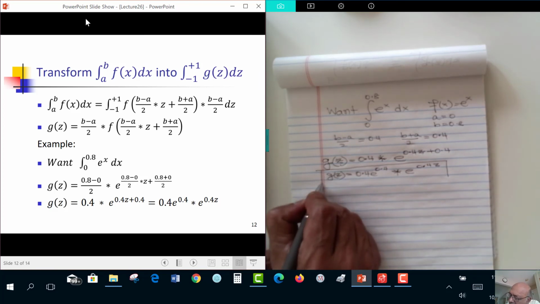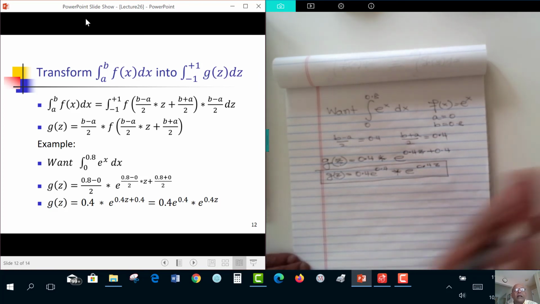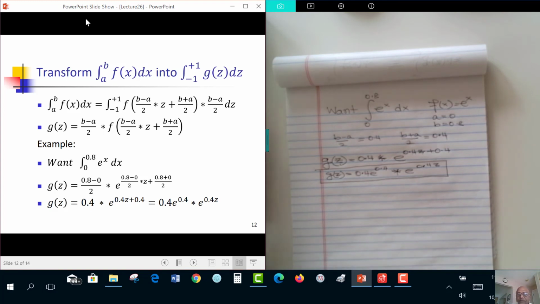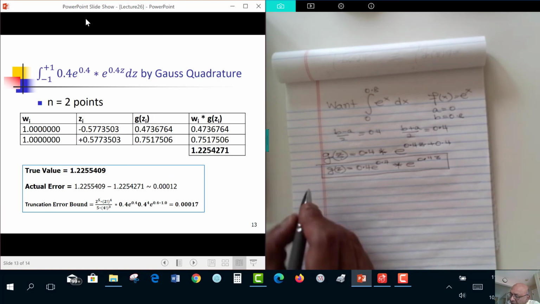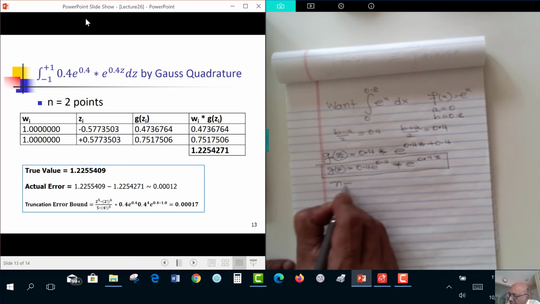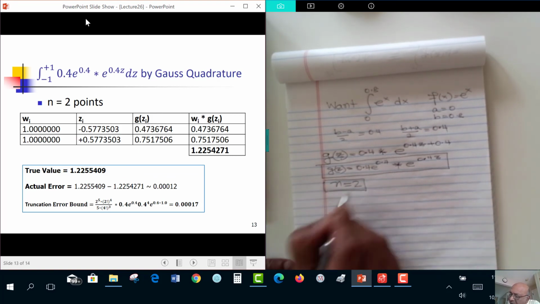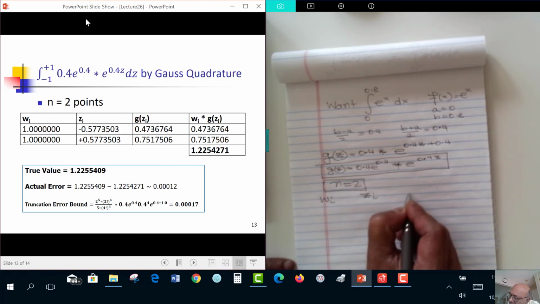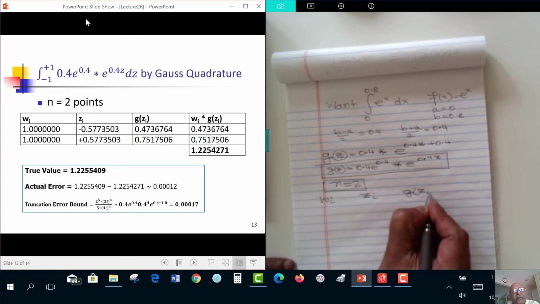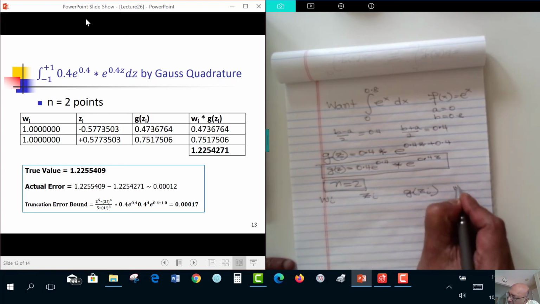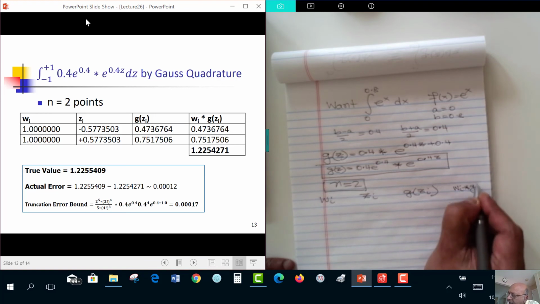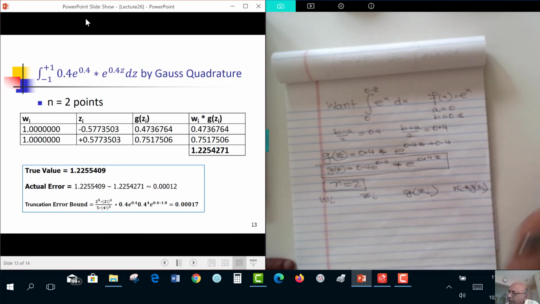All right, take your calculator out and calculate with me. So we'll make a table. 2 points. We have weight, we have z_i, we have g(z_i), and we can weigh these function values. Okay, so we'll keep 7 digits.